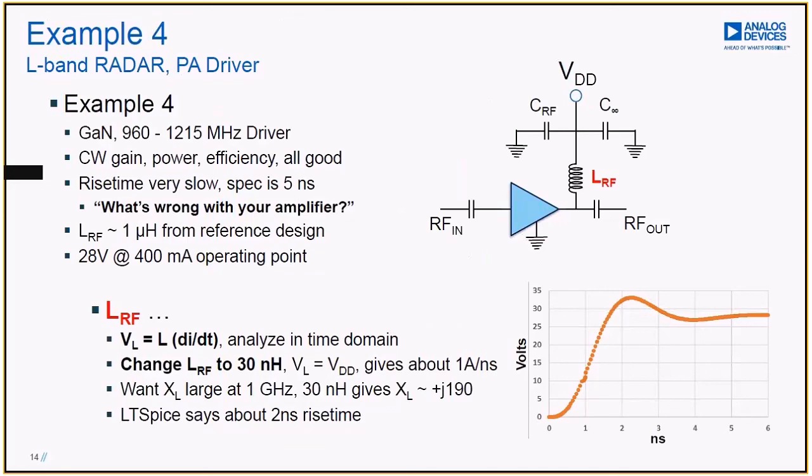So in this case, it was very simple. We simply lower the value of that LRF to something more reasonable. 30 nanohenries, it turns out, is a reasonable value. It gives you good RF isolation at L-band and yet allows a fast rise time on the output. If you think about this in terms of the classic L di/dt, we can actually plot that response, and this is what we should be able to see. The output should look pretty similar to this. This got us down into a couple 3 nanosecond rise time. The requirement was 5, so now we've got a circuit that actually does the job.